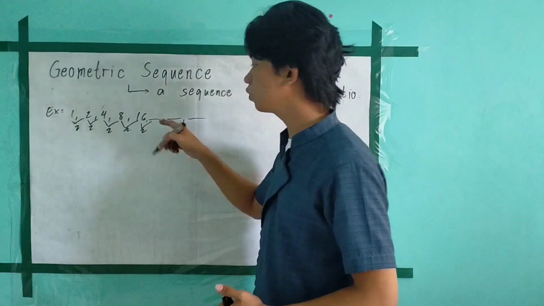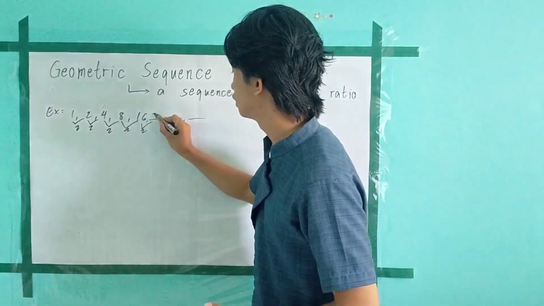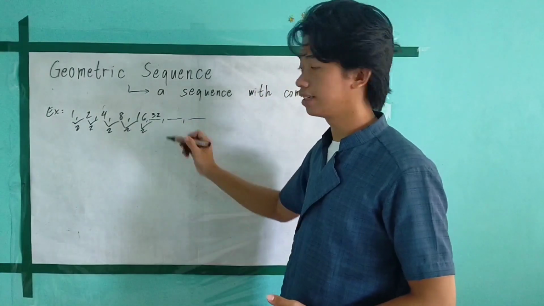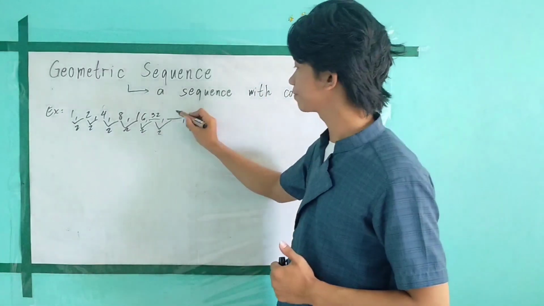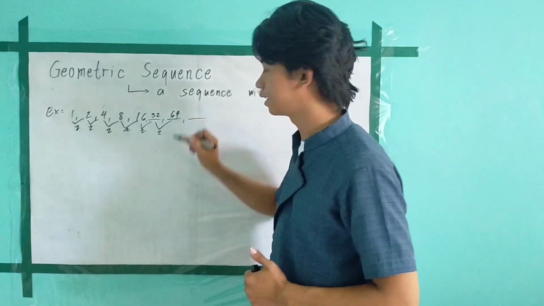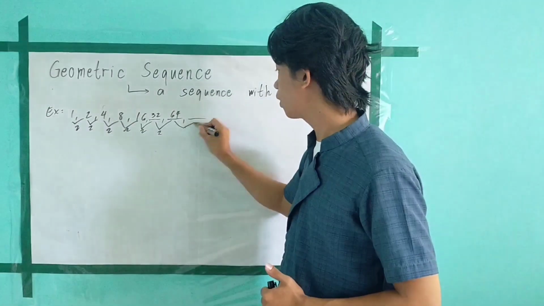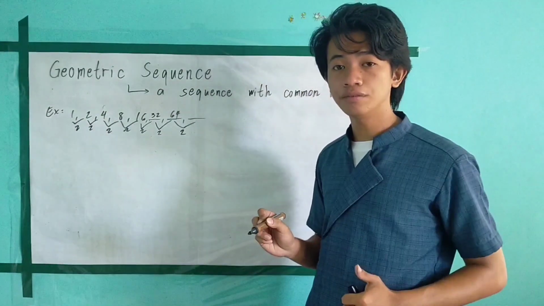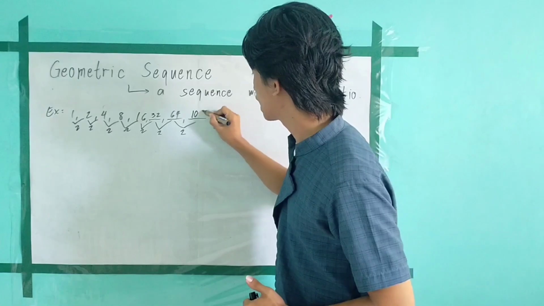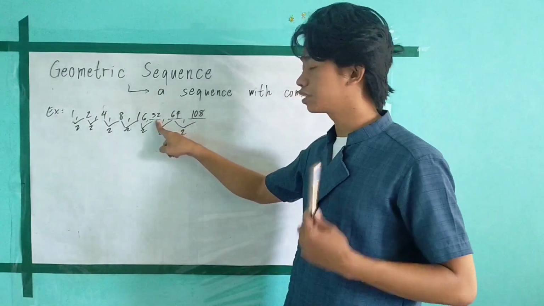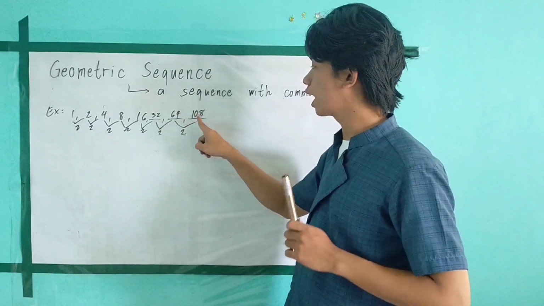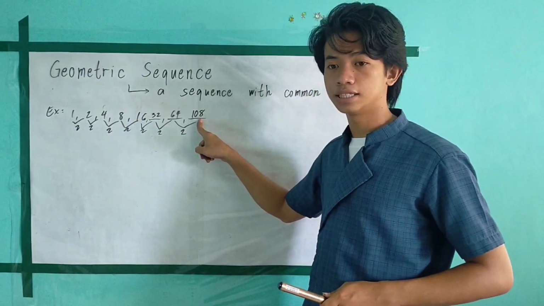16 multiplied by 2, we have 32. 32 multiplied by 2, we have 64. 64 multiplied by 2, we have 128. Thus, the next 3 terms are 32, 64, and 128.